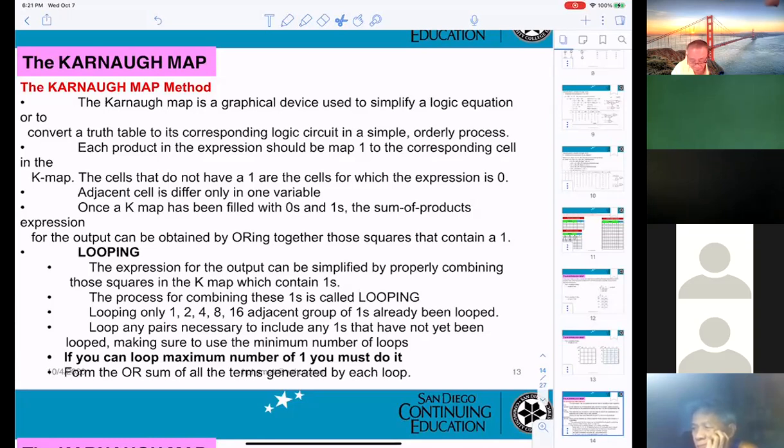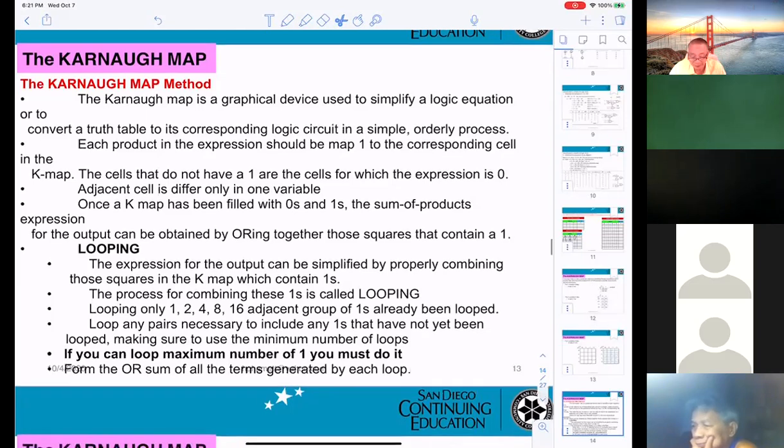Okay, the process for combining this one we call looping. Loop only 1, 2, 4, 8, 16, or 32. You cannot loop number 3, 5, 7, or 6. You must follow that. Loop any pair necessary to include any one that has not been looped. Make sure to use the minimum number of loops. If you can loop the maximum number of ones, you must do it.